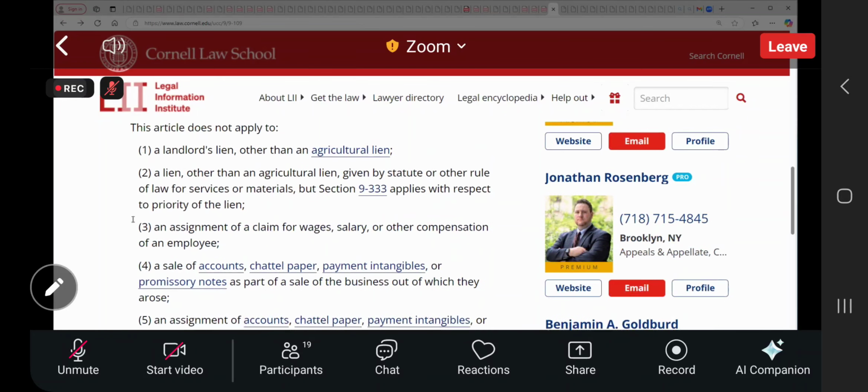Assignment on claims of wages and salaries. So your transcript says income and wages. Do not put an assignment on your transcript for income and wages. It says it right here in number 3. We've got to straighten this out now. Do not put an assignment on your transcript under wages and income. It will not work. Salary will not work. Compensation of employee will not work.